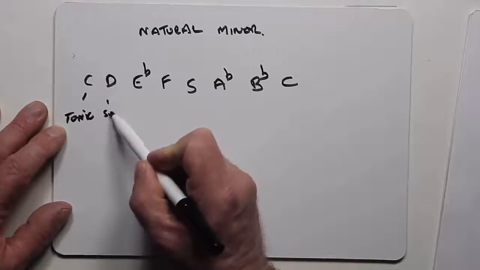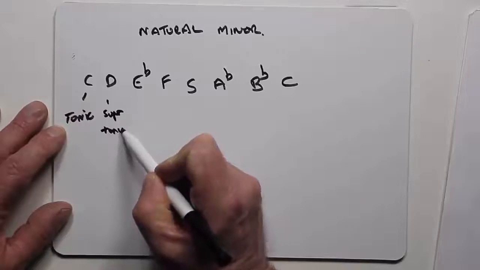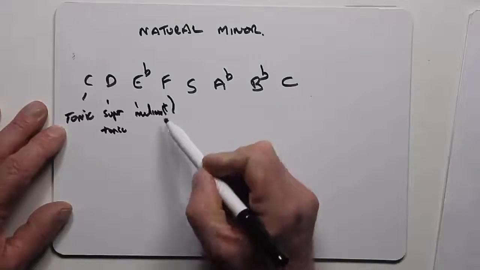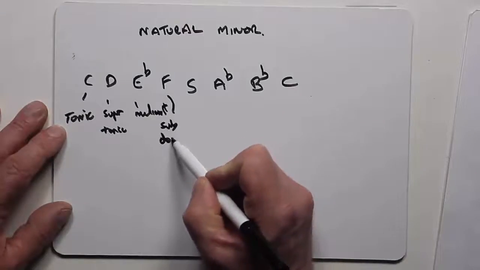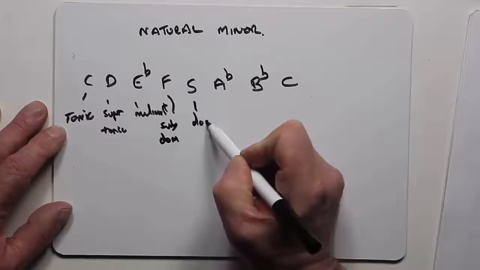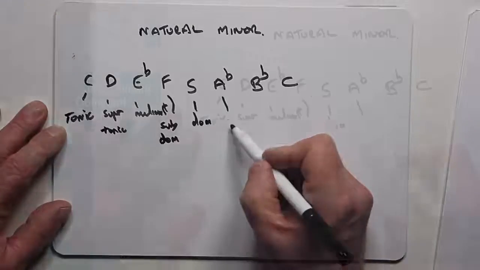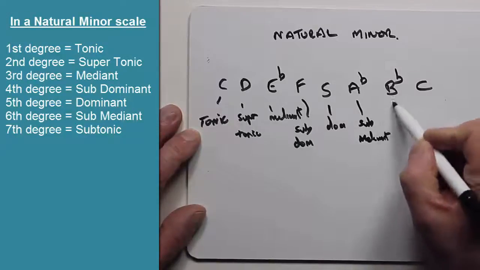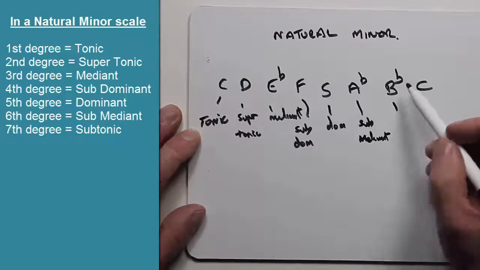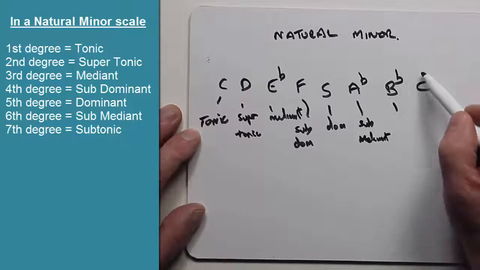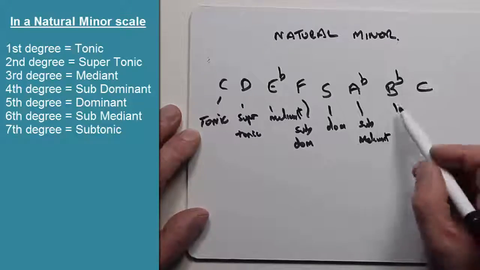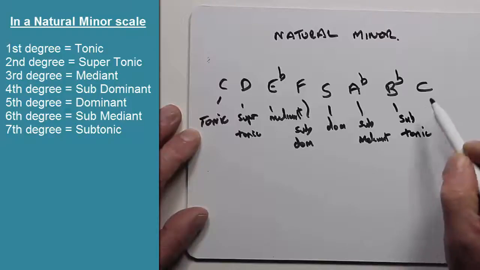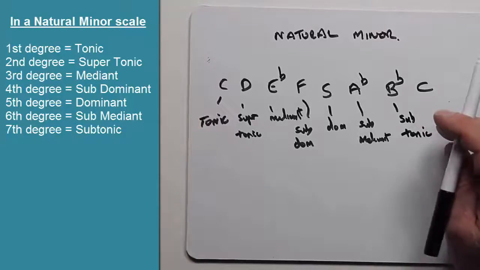I'll just go: supertonic, mediant, subdominant, dominant, submediant, and this one, see how it's flat? It's not really a leading note because it's a full tone down from the tonic, so we call this the subtonic, and then obviously it goes back to the tonic.